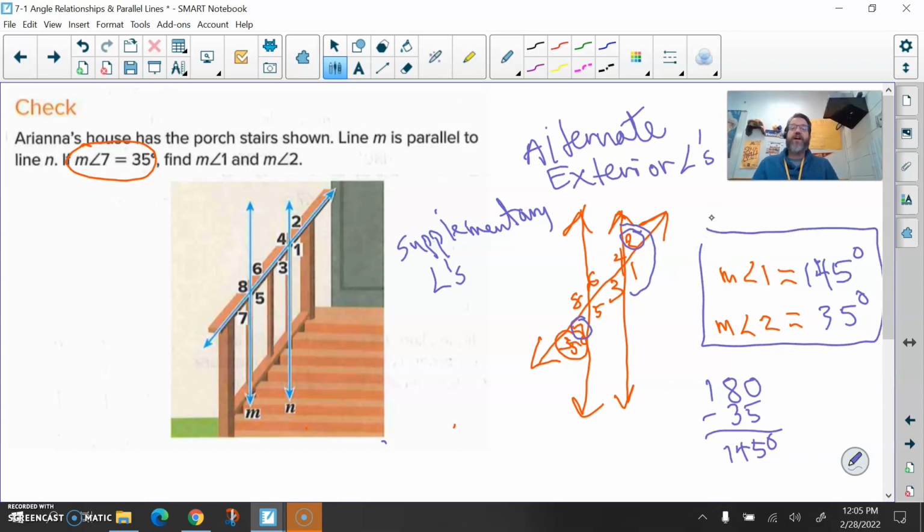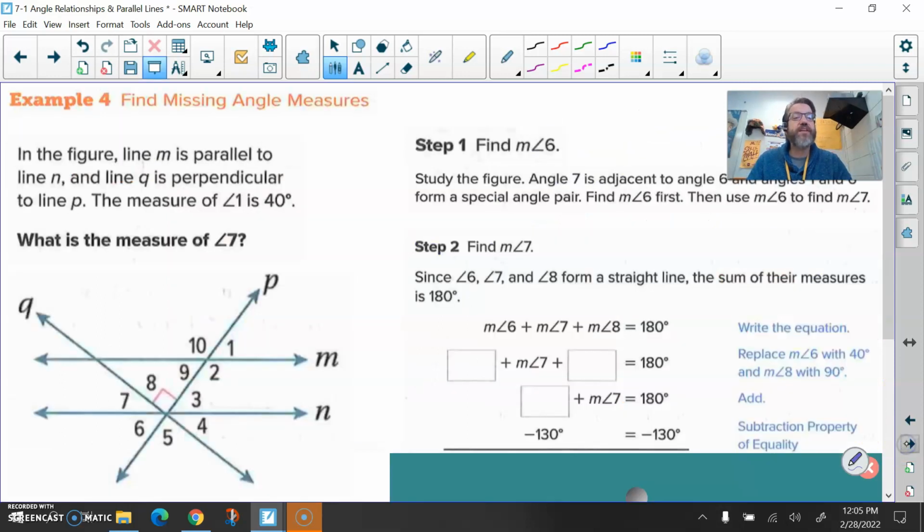In fact, every angle in this entire figure will be either 35 degrees, the acute angles are all 35 degrees, or else 145 degrees. All the obtuse angles are 145 degrees. Okay, so that's just a review. I know we did that one yesterday.